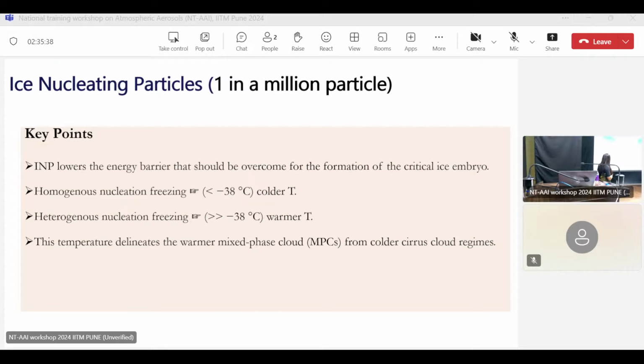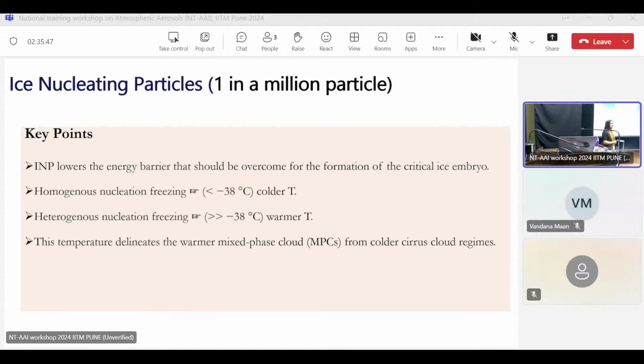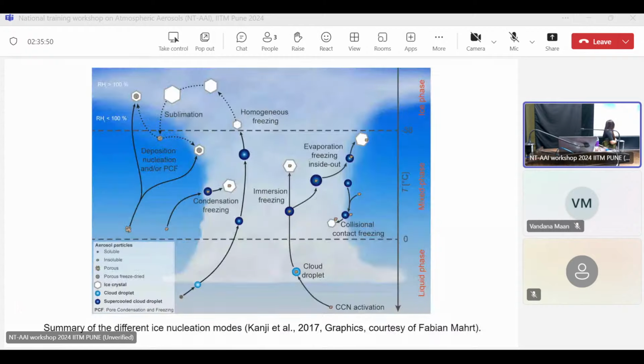So this is again a summary of different ice nucleation modes. This is another very interesting paper, an overview of ice nucleating particles by Kanji et al., 2017. Zamin Kanji is our collaborator also, and he has written this comprehensive paper. If you have any questions related to INP, you must go through this paper.